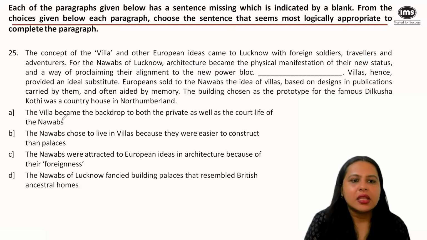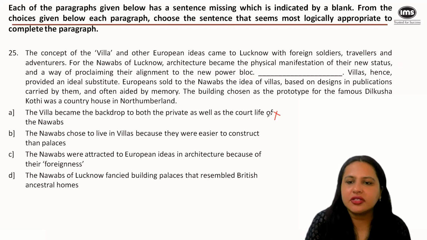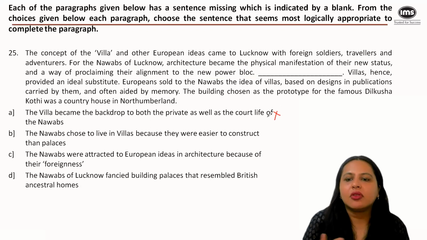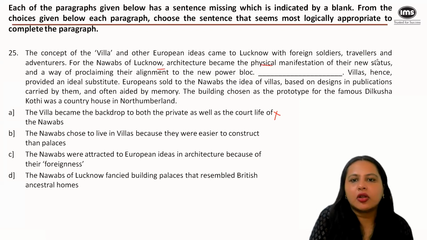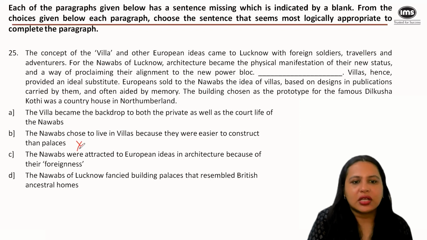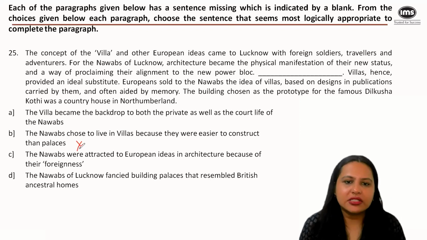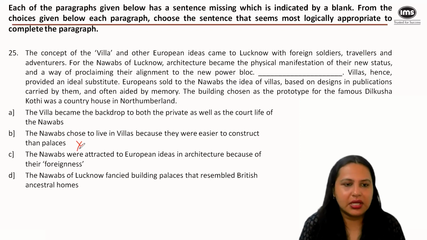Option A says the villa became the backdrop to both the private as well as the court life of the Nawab. So the paragraph is not talking about it becoming the backdrop. It does talk about how villas were seen as a method of being in alignment with the new power bloc. Option B: the Nawab chose to live in villas because they were easier to construct than palaces. So the construction cost and the comparative analysis of a house and the villa is not given. So option B can be eliminated.